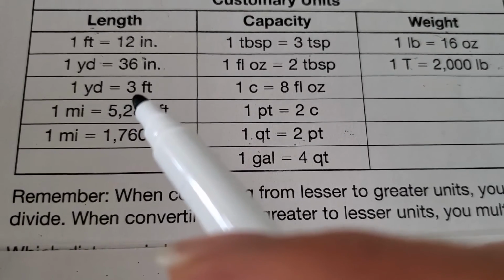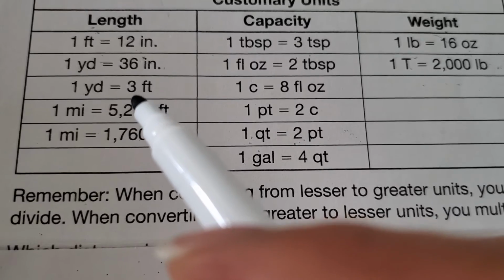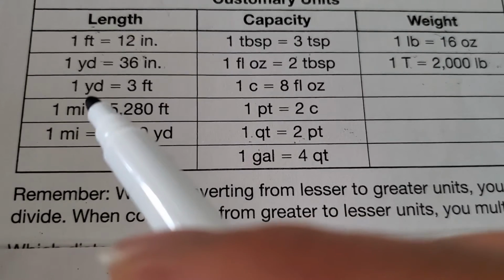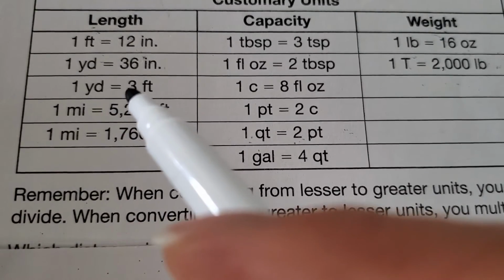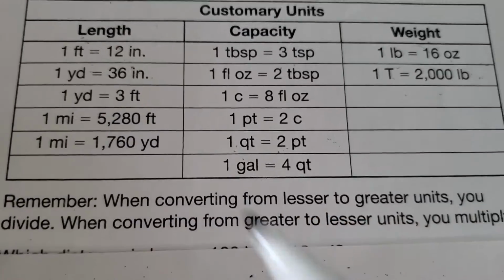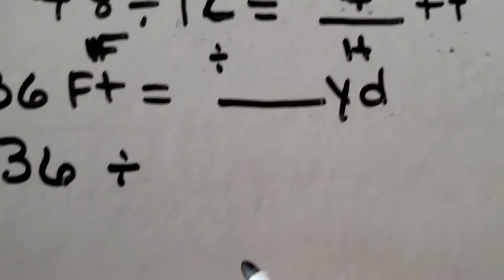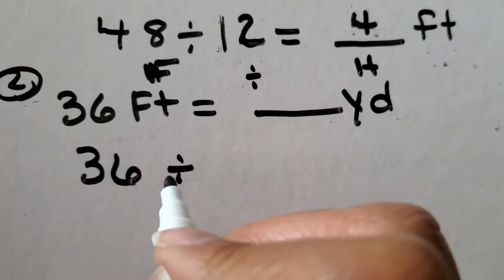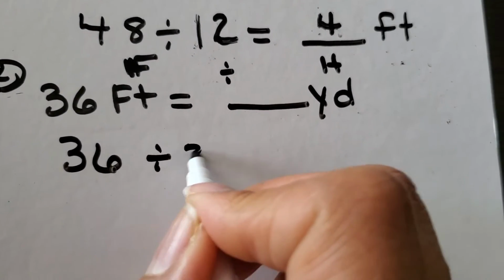So remember, you always divide or multiply by the larger number. And the larger number, of course, is 3. Okay? 1 yard equals 3 feet. So we're going to divide by 3. So this is our problem. I've already written it down. And so we're going to divide by 3.